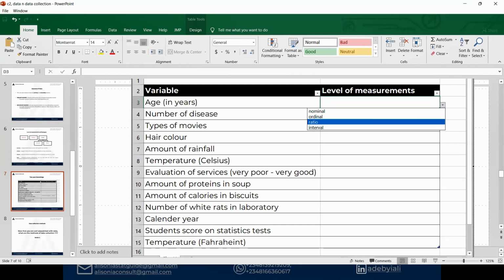Does that mean we can have true 0 for each? What do you say? Can anybody have 0 years old? Yes, I think, if you are going to measure it in years. So let's continue. What about number of diseases?